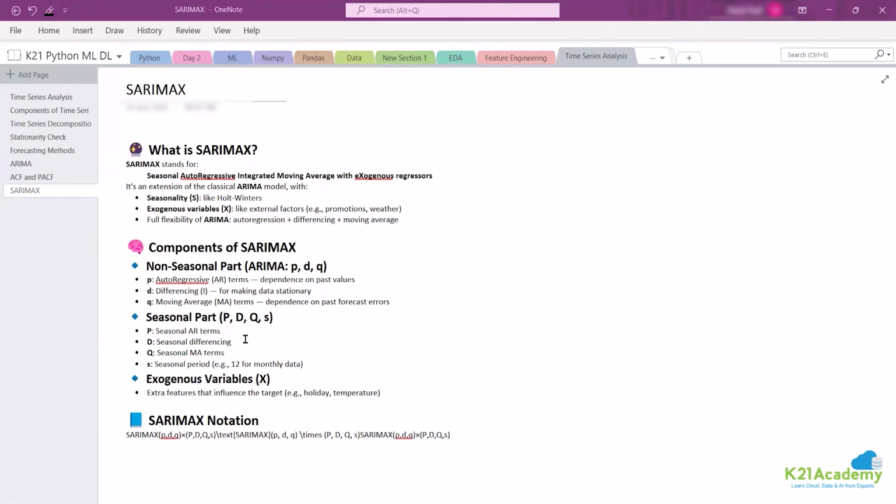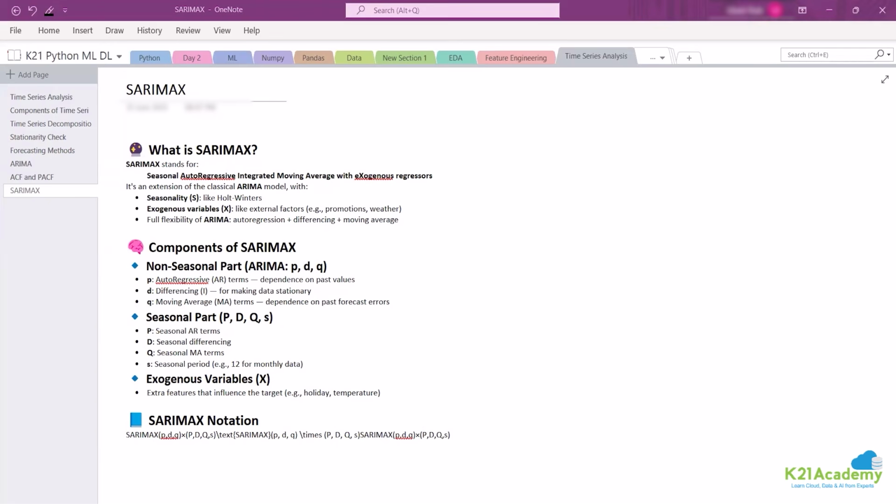Since in our model we don't have exogenous variables, we are using SARIMAX only. For that we will be considering the seasonal part and the non-seasonal part. In the non-seasonal part we consider the normal PDQ values, that is the autoregressive, integrated and moving average values. In the seasonal part we have capital P, capital D and capital Q. Capital P is seasonal autoregression, D is seasonal differencing, Q is seasonal moving average. And here is the seasonal period. We have a 12-month season, so we will be considering 12 there.